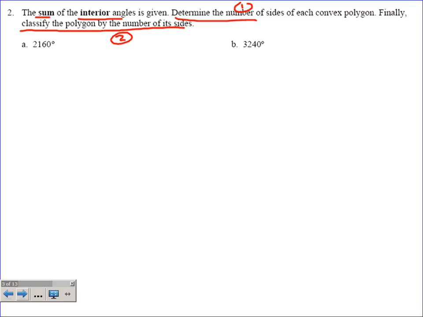Okay? Well, it gives me the sum. That's going to have to equal n minus 2 times 180, like so. I know the formula, and it gave me what the sum was. What do I do first? Nick, what do I do first?